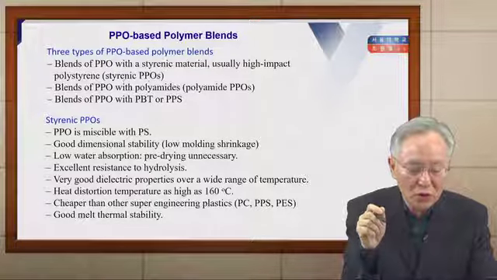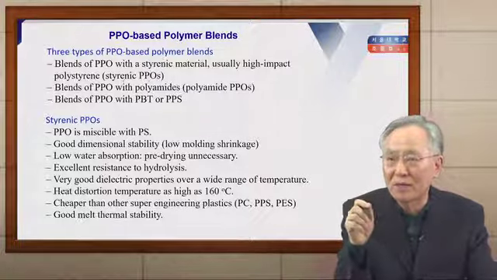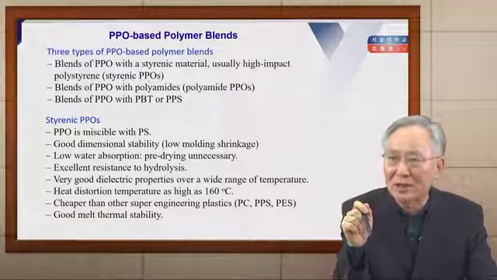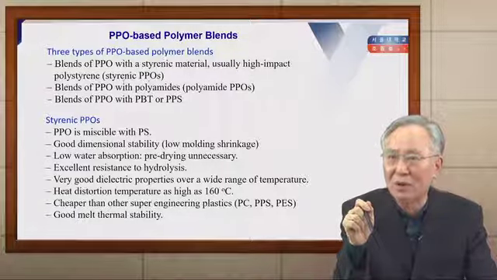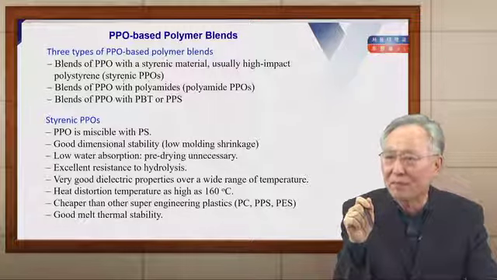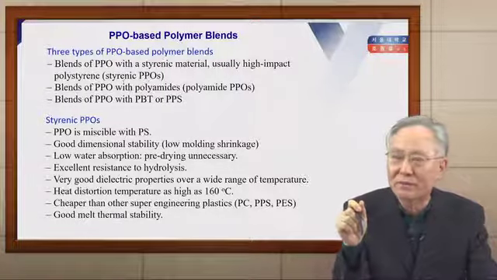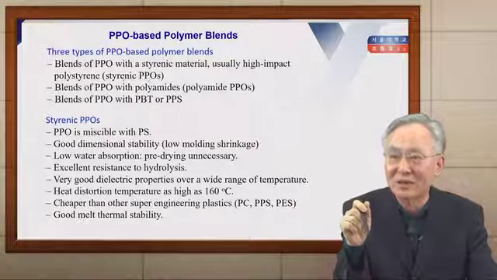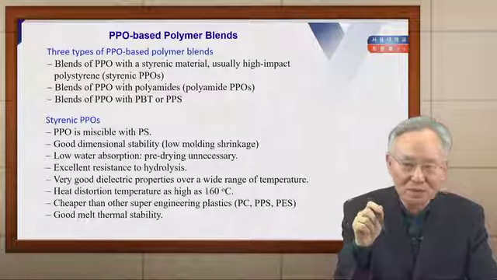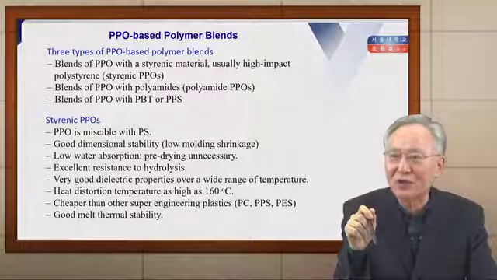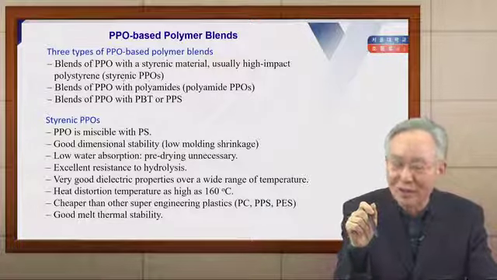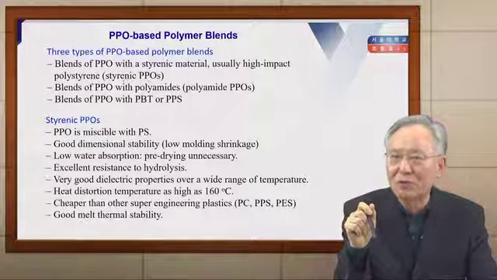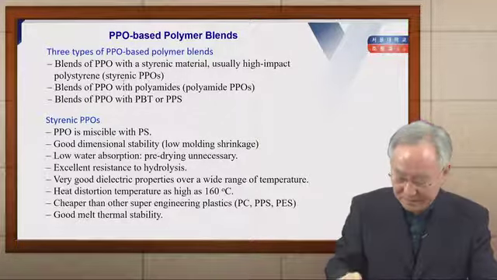And they show low water absorption, and therefore pre-drying is not necessary. And they show excellent resistance to hydrolysis. And the styrenic PPOs show very good dielectric properties over a wide range of temperatures. And they show heat distortion temperatures as high as 160 degrees centigrade. Particularly, styrenic PPOs are cheaper than other super engineering plastics such as polycarbonate, polyphenylene sulfide, and polyether sulfones. And they also show good melt thermal stability.